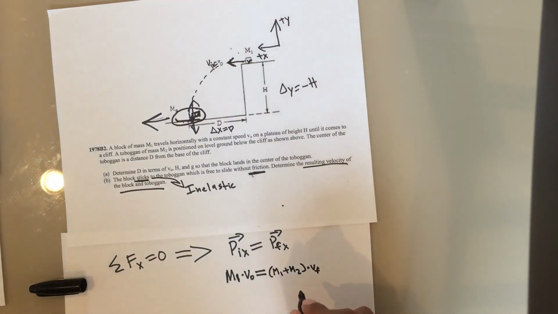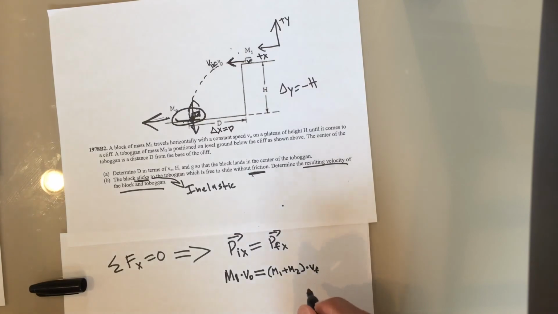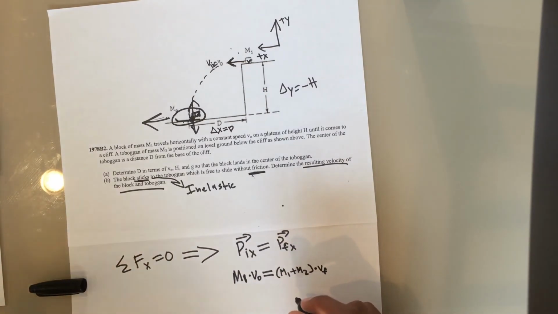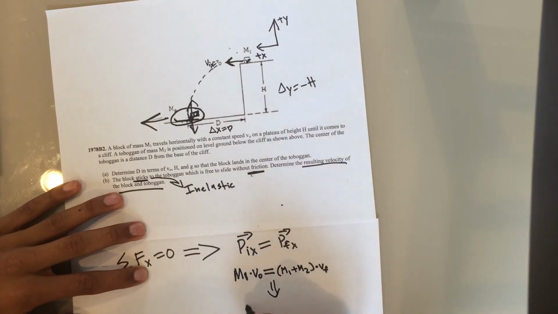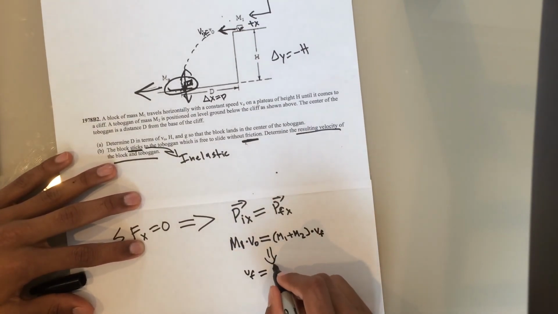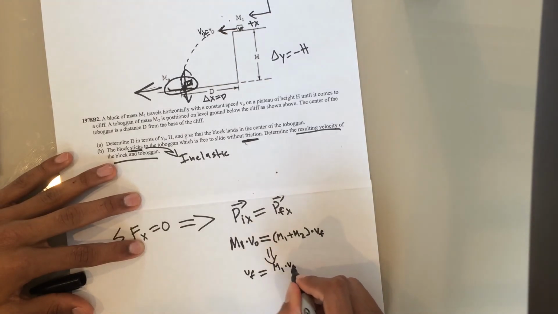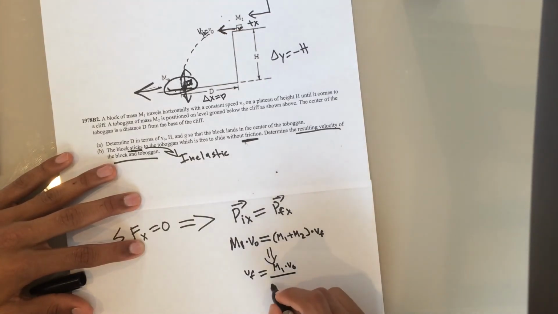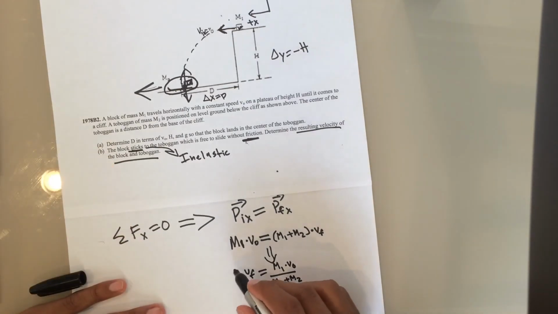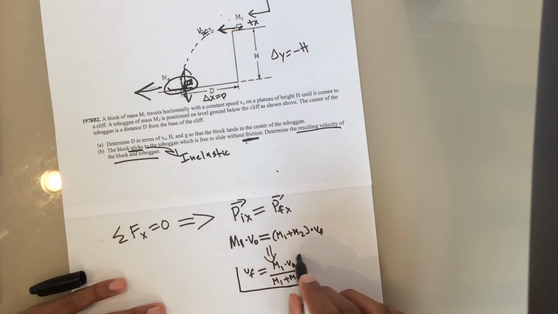Now this is a simple isolation problem. We can isolate vf by dividing both sides by m1 plus m2. So vf is equal to m1 times v0 divided by m1 plus m2. This is our resulting velocity of the block and the toboggan.